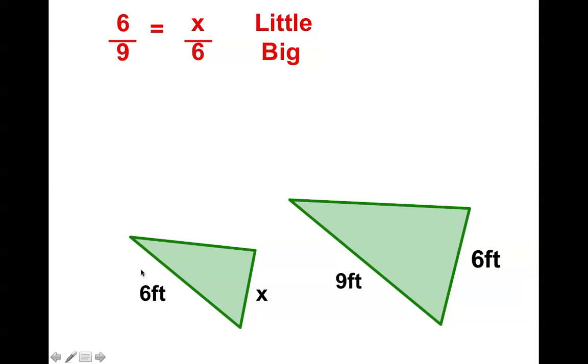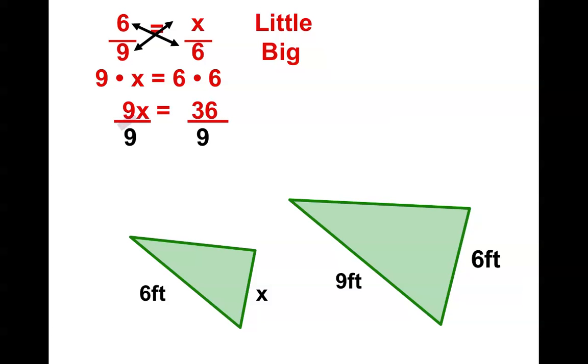Did you notice that the 6 corresponded with the 9? Did you notice that the x corresponded with the other 6? And so, I cross multiply. 9x equals 36, divide by 9, and x equals 4.